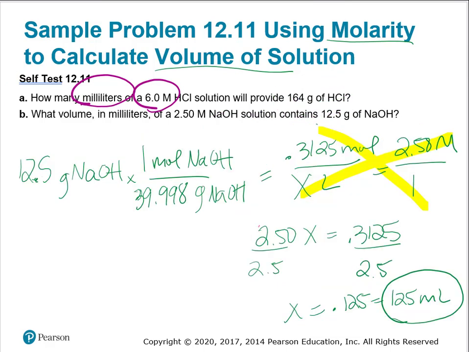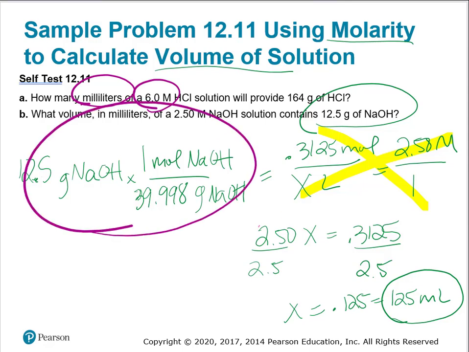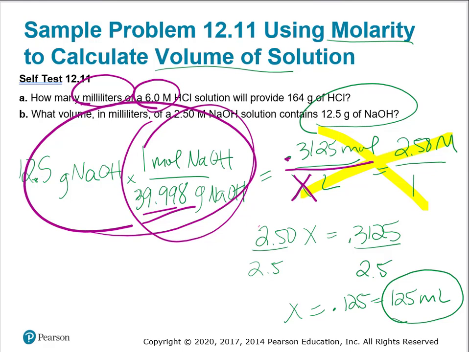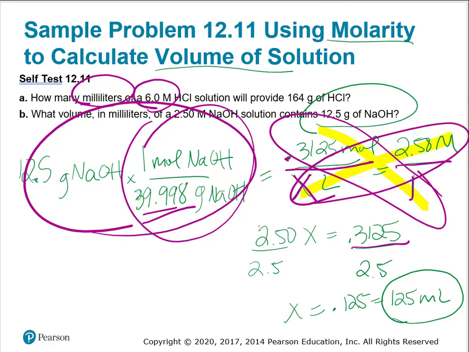And for part B, I took my 12.5 grams of sodium hydroxide and went to moles of sodium hydroxide using the molar mass. And that gave me 0.3125 moles over X amount of liters is equal to, the molarity is 2.50 molar. Again, I put over 1 just to help me with my cross multiplying. So that gave me 0.3125 is equal to 2.5 times x. And then I wanted x by itself, so I divided both sides by 2.5. X gave me 0.125, that's in liters, so I times it by 1,000. That'd be 125 milliliters of solution.